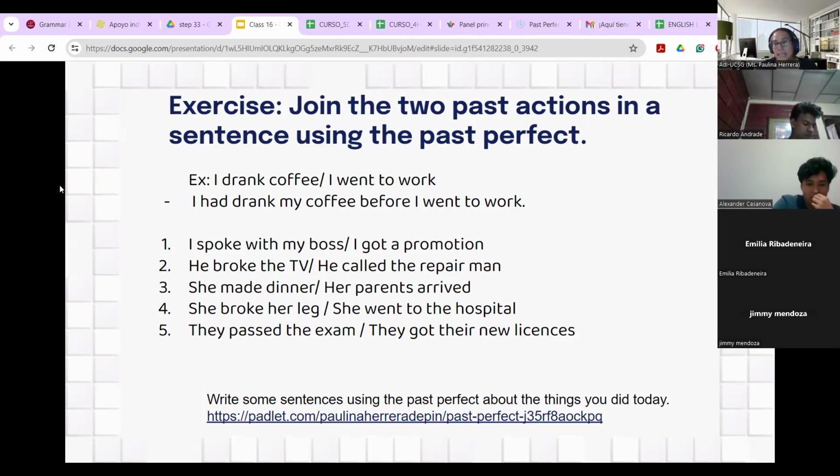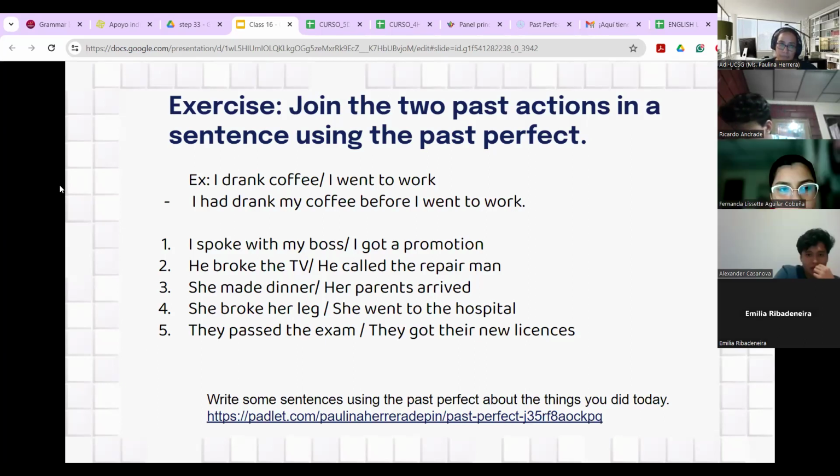The last one. They passed the exam. They got their new license. How would you make this sentence? Okay, but this time, no more Alexander because he already made two. Somebody else that wants to participate. They passed the exam. They got their new license. It could be: they had passed the exam, so they got their new license. Yes, very good, Fernanda. That's okay.